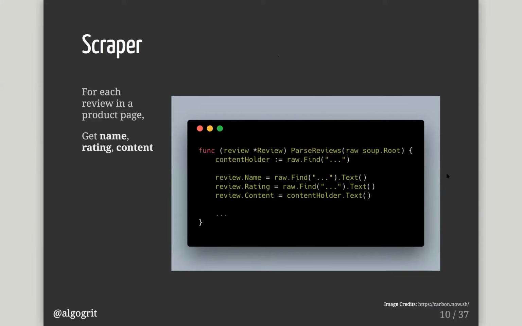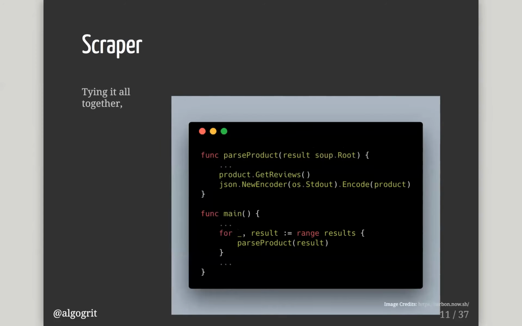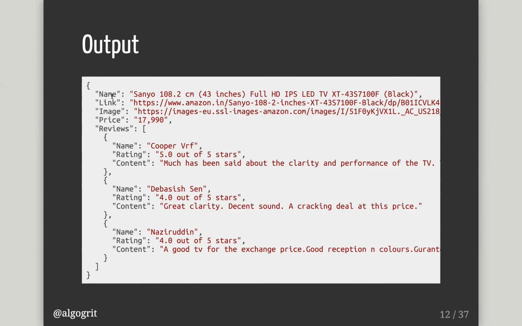Tying it all together, in my main page, I loop through the results from the product listing page, and then I parse the result to get my product. In the parse product, I go to the product page and get its reviews, and I just output the JSON. This is the kind of output I'll be expecting from Amazon's page: name, link, image, price, and all its reviews for one particular product.